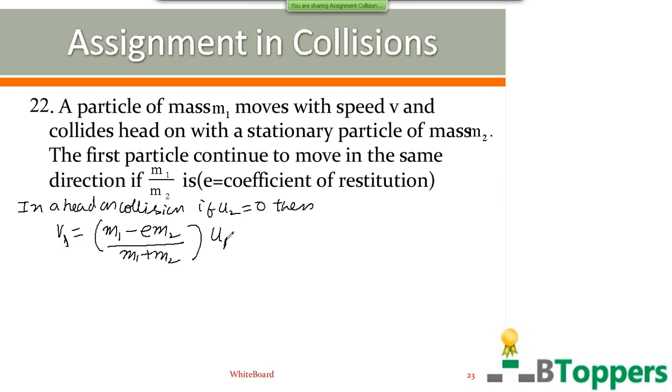In some of the problems, if you give a positive sign for u1, v1 may be negative. In that case, it means that the first mass m1 moves back, opposite to its original direction of motion after collision. So if you give a positive sign for u1 and the first particle continues to move in the same direction, v1 is also positive. That means m1 minus e m2 must be positive.